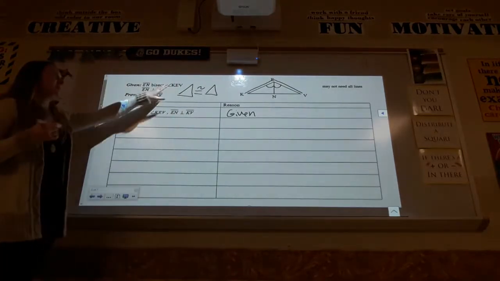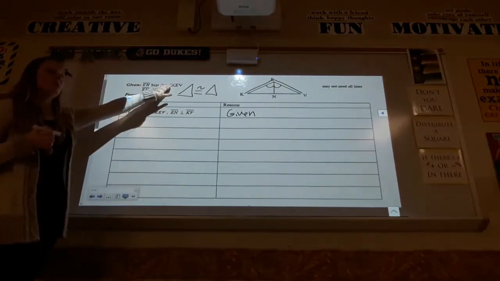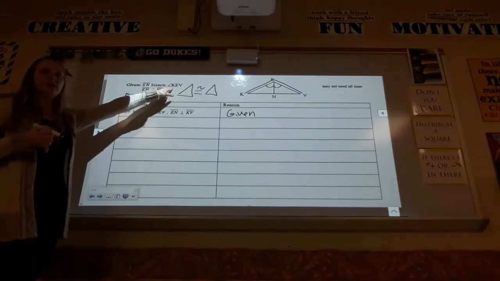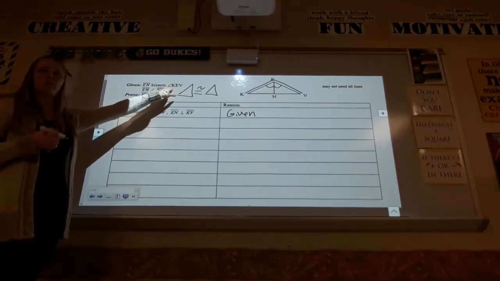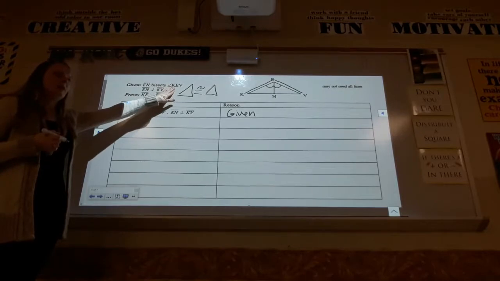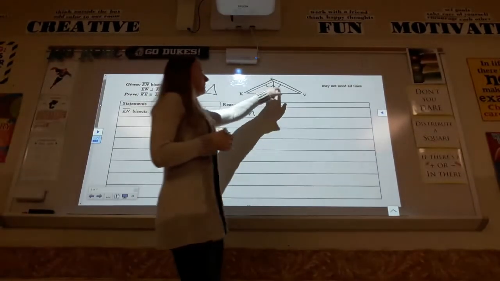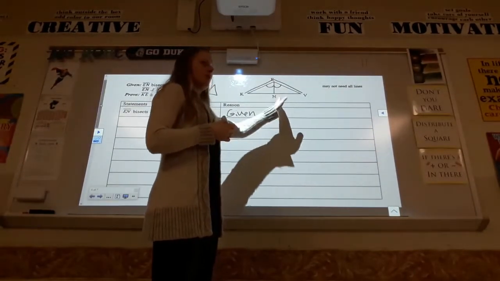So remember, whatever's being bisected, the two parts should be like that. So you can't divide an angle in half and get congruent segments. That doesn't make sense, right? So when you cut an angle in half, you have two congruent angles here and here. This line is just slicing the full angle in half.